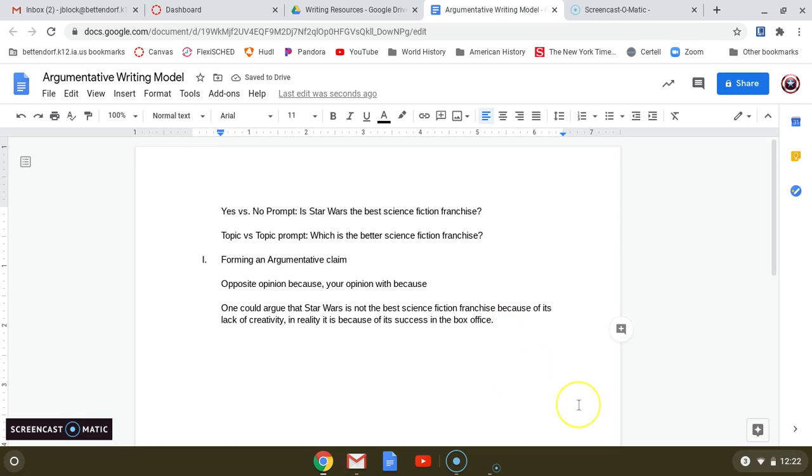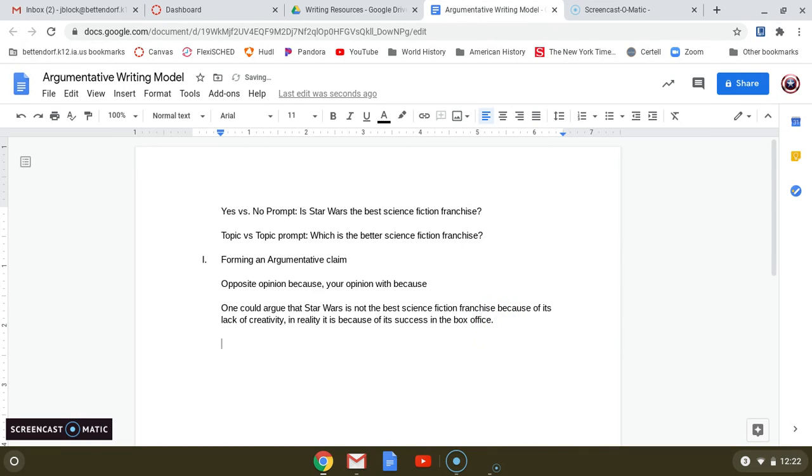Sure. So I'm going to read it out loud and make sure it makes sense. One could argue that Star Wars is not the best science fiction franchise because of its lack of creativity. In reality, it is because of its success in the box office. Okay, so now this, just like a thesis statement, outlines the rest of the paper. That's why this one sentence is pretty important. Okay, so this is the yes-no example.